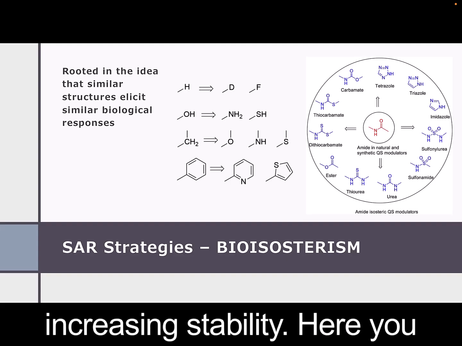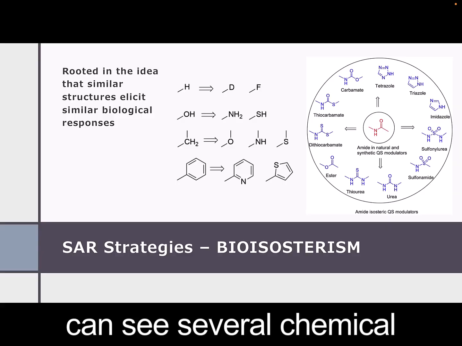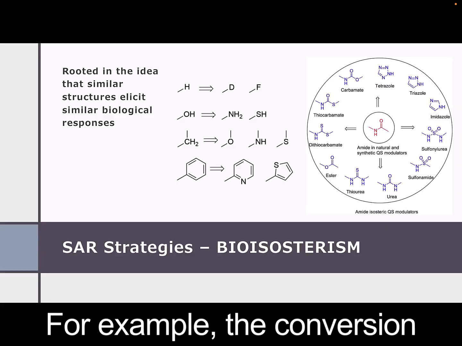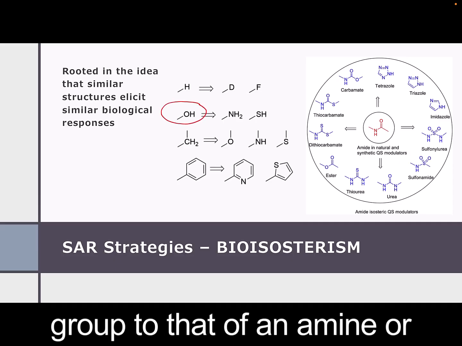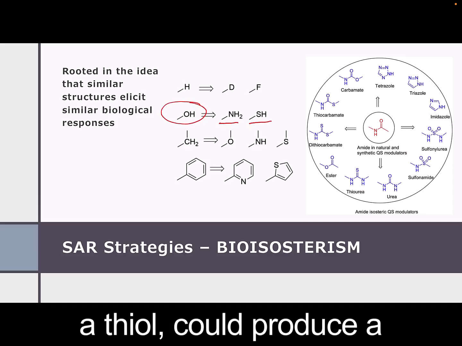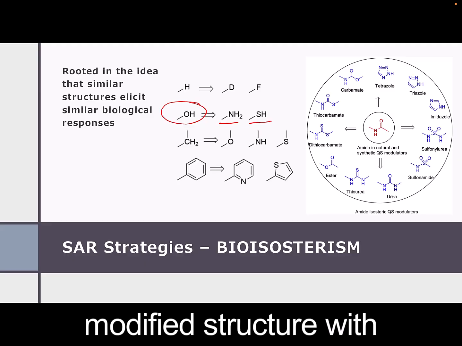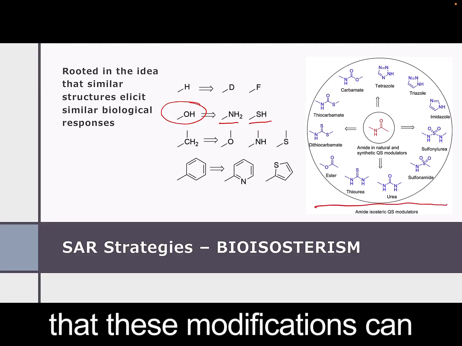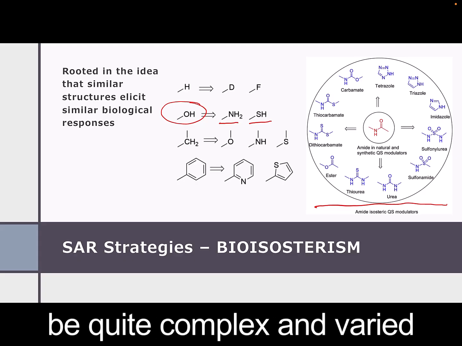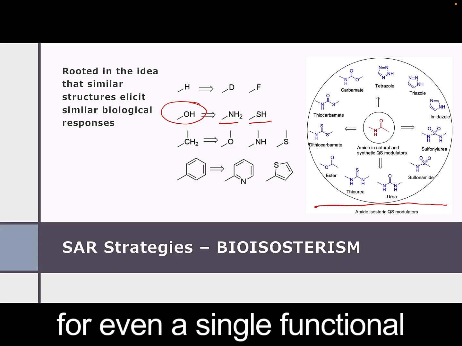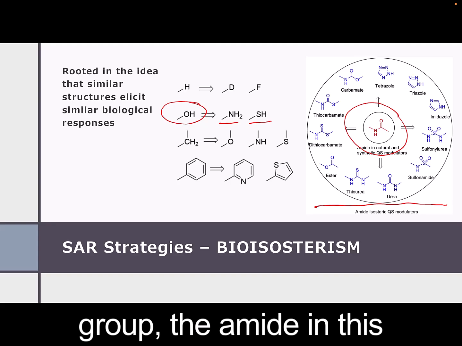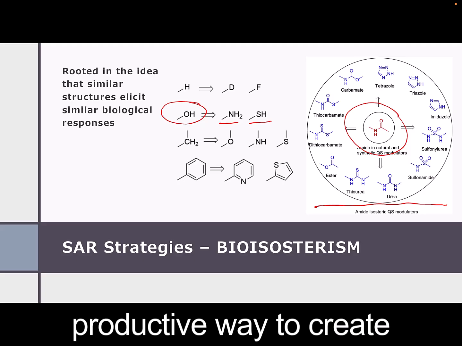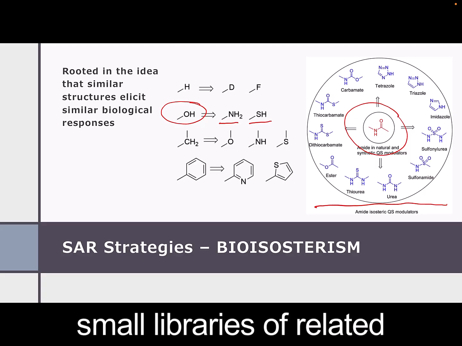toxicity or increasing stability. Here you can see several chemical examples of bioisosteres. For example, the conversion of a hydroxyl functional group to that of an amine or a thiol could produce a modified structure with similar biological properties. The second diagram shows that these modifications can be quite complex and varied for even a single functional group, the amide in this case. Thus, bioisosterism is a productive way to create small libraries of related compounds.